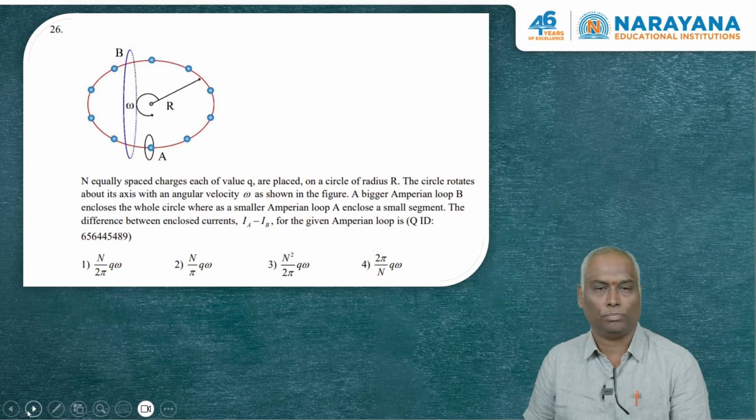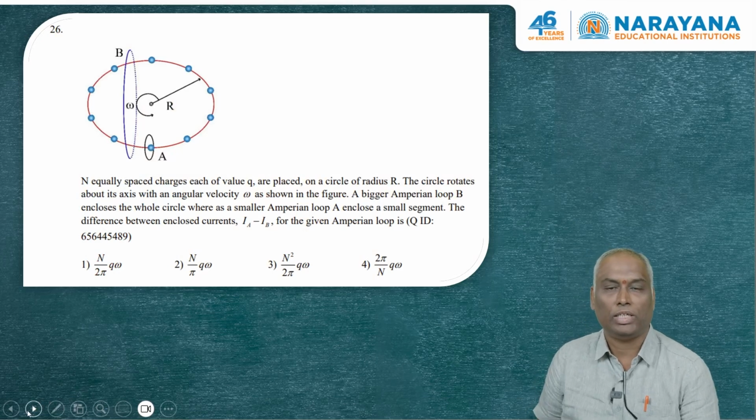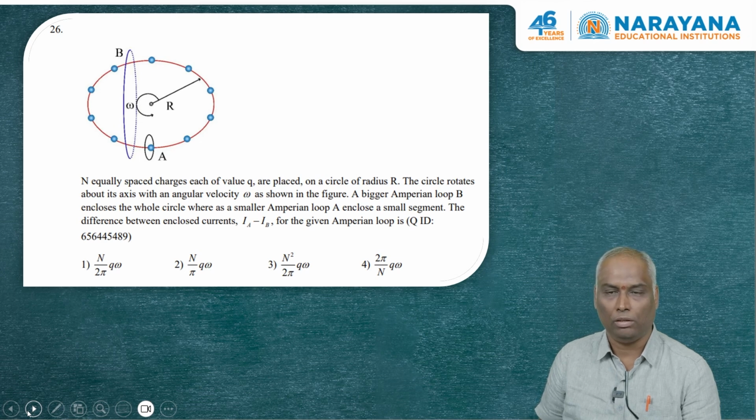This is the first question. N equally spaced charges, each of a value q, are placed on a circle of radius capital R. The circle rotates about its axis with an angular velocity omega as shown in the figure. A bigger Amperian loop B encloses the whole circle, whereas a smaller Amperian loop A encloses the small segment. The difference between the currents IA minus IB for the Amperian loops is dash.